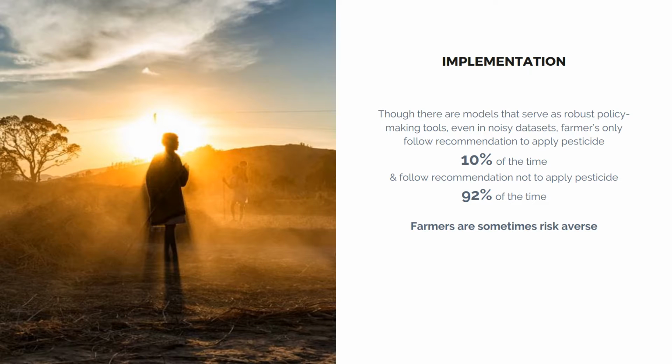There's also a problem with implementation. A data-driven Markov model approach has been studied and is considered to provide a robust policy-making tool, even in noisy datasets. A problem with implementation, however, is that farmers are risk-averse. The farmers would follow the recommendation to not apply pesticide 92% of the time, but when the recommendation was to apply pesticide, farmers only did so 10% of the time.